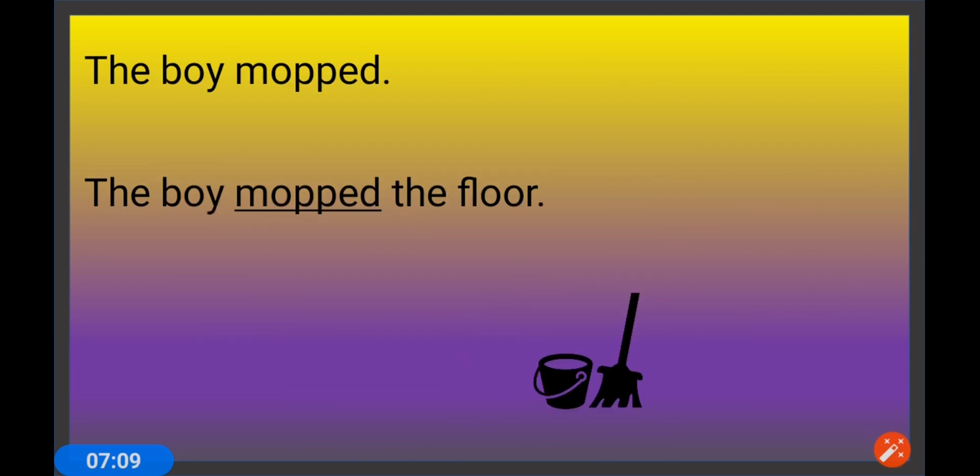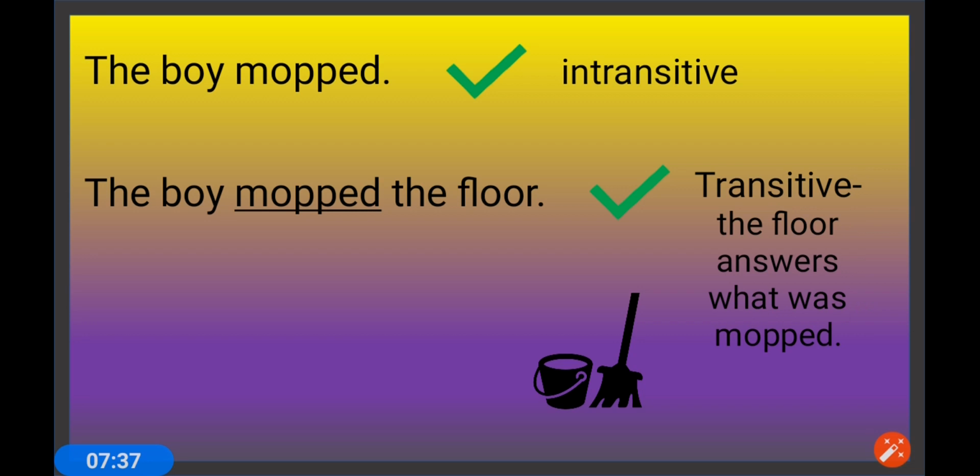The boy mopped. Mopped what? So this does not answer to what. The boy mopped. There is no object, so we say it is an intransitive verb. The next we have there says the boy mopped the floor. The boy is the subject, mopped is the verb, the floor is the object. So the floor answers to what was mopped.